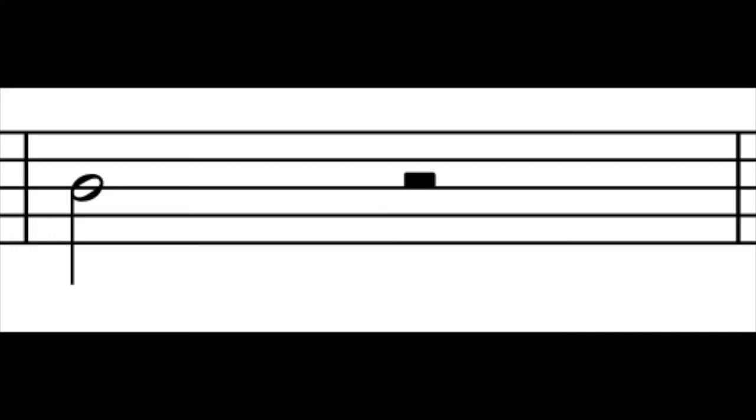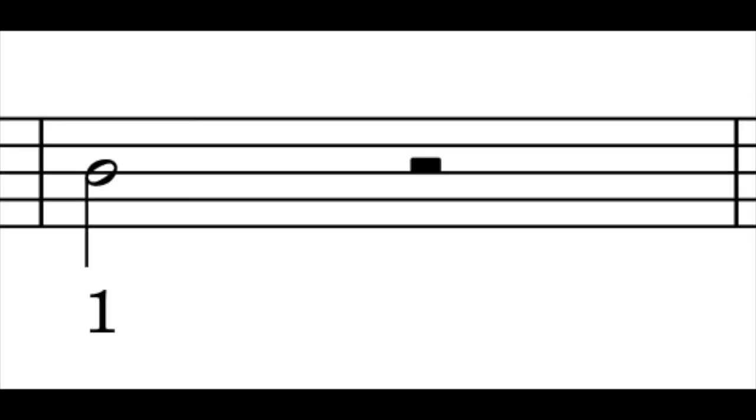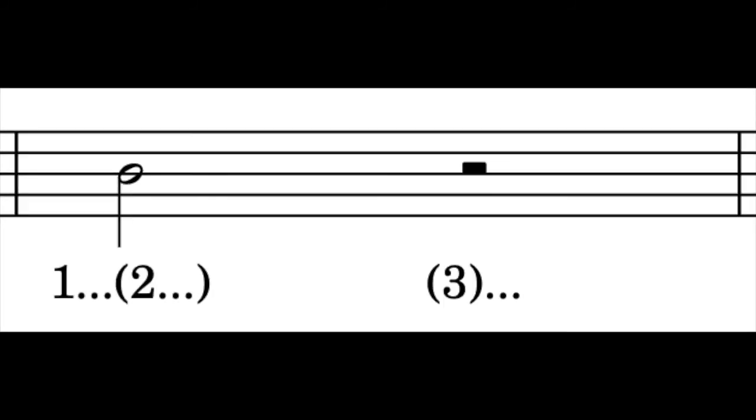Let's take a look at another one real quickly. This one has a half note followed by a half rest. So we're just going to hold this one. 1. And that's it. That's our 4 beats.